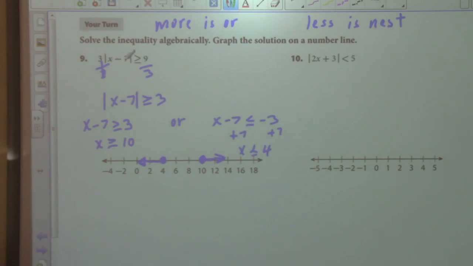If we try 6, we would have 6 minus 7, which is negative 1. That's going to be 3 times 1. Is that greater than? No. So you can test the boundary points too. So what we have here is x is greater than or equal to 10, or x is less than or equal to 4. That's why we have or, because we have 2 intervals of solutions.